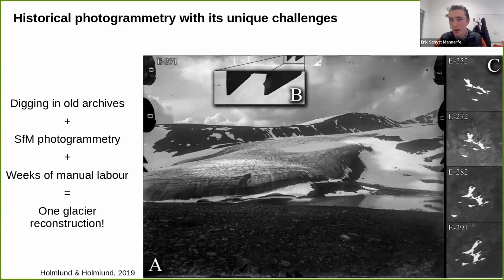At least at the time, the feature matchers were not good enough to align features like the ones that you can see on the right here, this little snow patch in 4 different images. It could be because of noise, it could be because the angles between are too big. But they are perceptible to the human eye. So after a few weeks of placing tie points and ground control points, I had 1 glacier reconstruction.